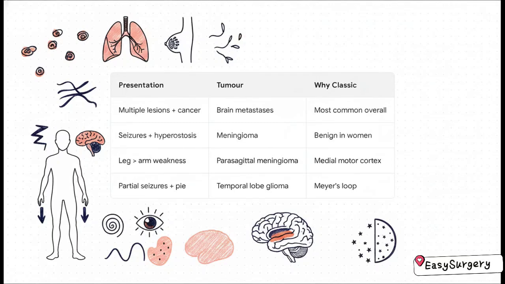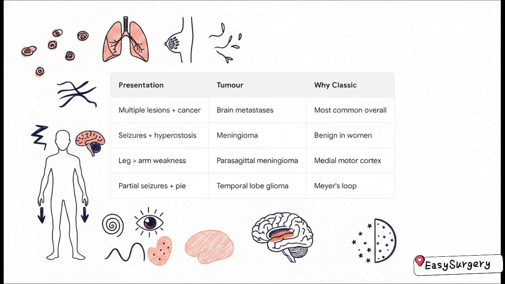Next one. Classical presentation, headache, plus seizures, plus a slow-growing extraaxial mass with hyperostosis. Tumor, meningioma. Why it's classic? Common benign tumor in middle-aged women. Now notice this next one. Meningioma repeats, but the exact location dictates the specific deficit. Classical presentation, leg weakness greater than arm weakness, plus parasagittal mass. Tumor, parasagittal meningioma. Why it's classic? Compression of medial motor cortex, specifically the leg area.